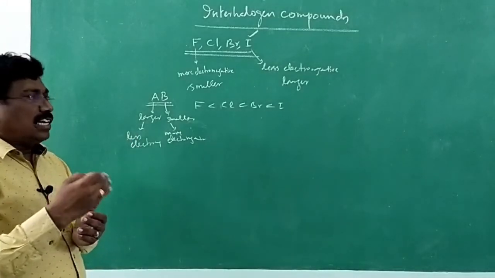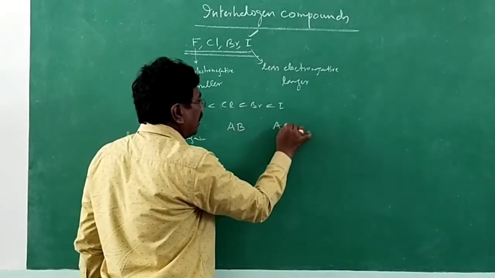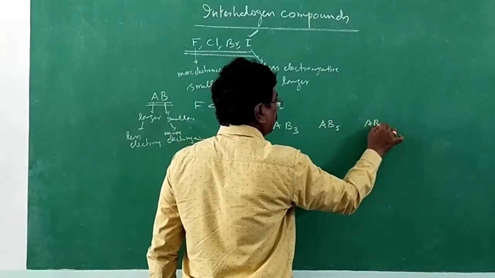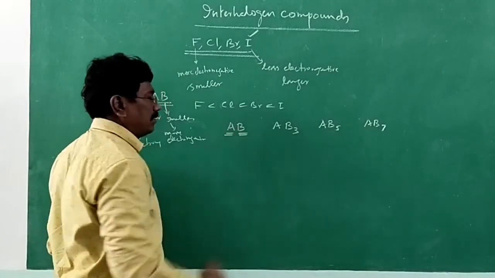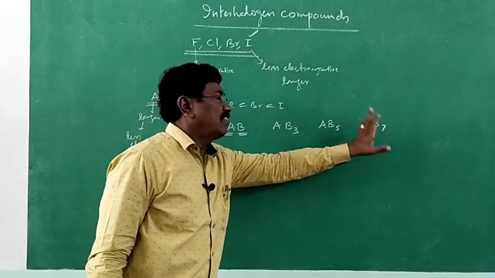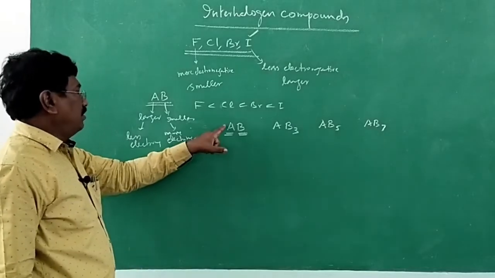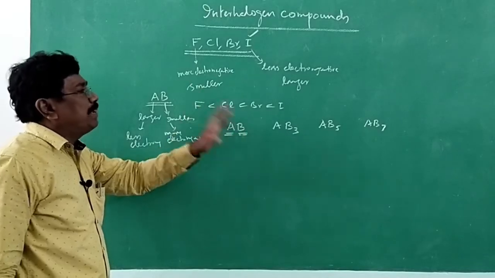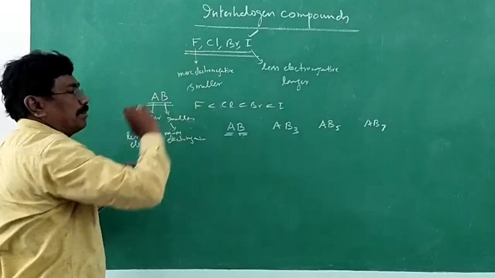The compound may be of the type AB, AB3, AB5, AB7. What does it mean? One element may combine with just one element. Sometimes one may combine with 3, with 5, or with 7. But usually the less electronegative element forms A. Larger, smaller. Always fluorine should be present as B and not A. Fluorine can never become A. But all others can be, depending upon the situations.